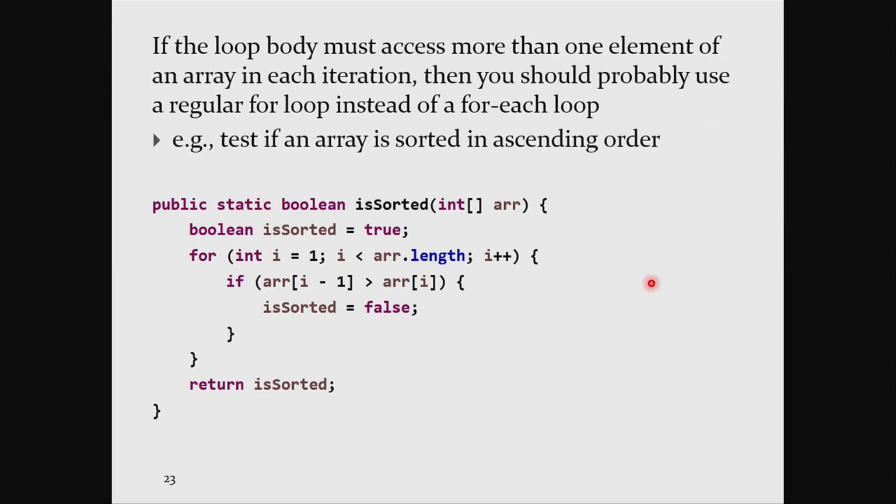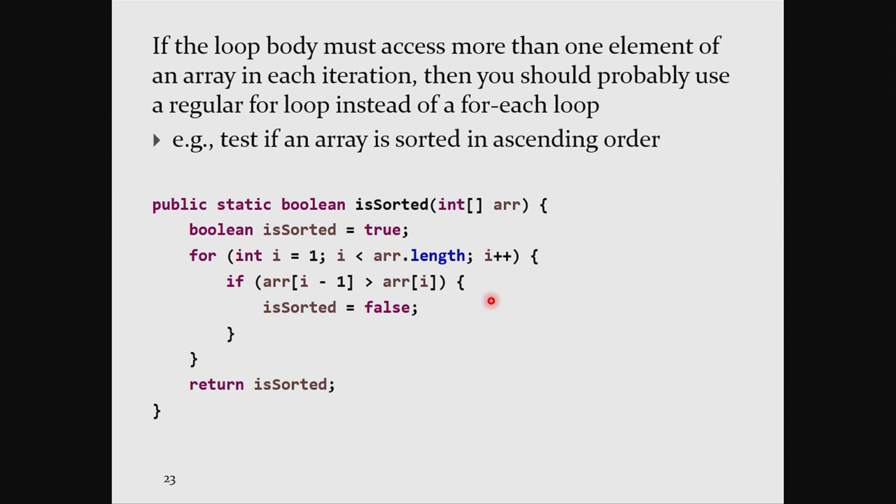OK, so when do I need to use the second form of that loop? If the body of the loop needs access to an index, or if it has to access more than one element of the array, then you probably need to use the second type of for loop.